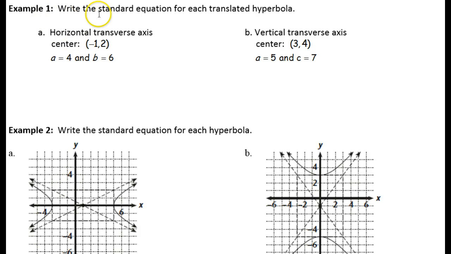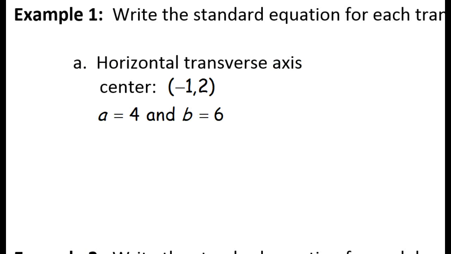For number 1, we are to write the standard equation for the hyperbola, and we're given some information. In this case, there's a horizontal transverse axis. The center is -1, 2, and we're given the a value and the b value. Whenever they give you some information like this, you should always draw a sketch. All right, let's start with the fact that the center is -1, 2. And there's a horizontal transverse axis. That will get us halfway through the equation right there.